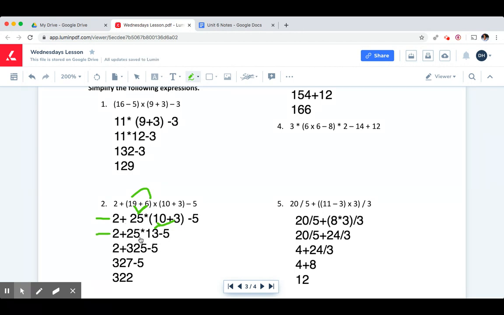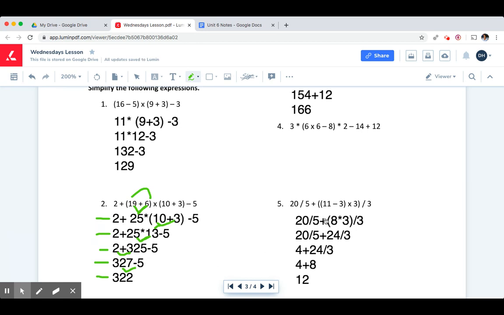Next, I only have addition, multiplication, and subtraction with no parentheses. So I should do the multiplication first. 25 times 13 is 325. Now that I only have addition and subtraction left, I solve from left to right. 2 plus 325 is 327. 327 minus 5 is 322.